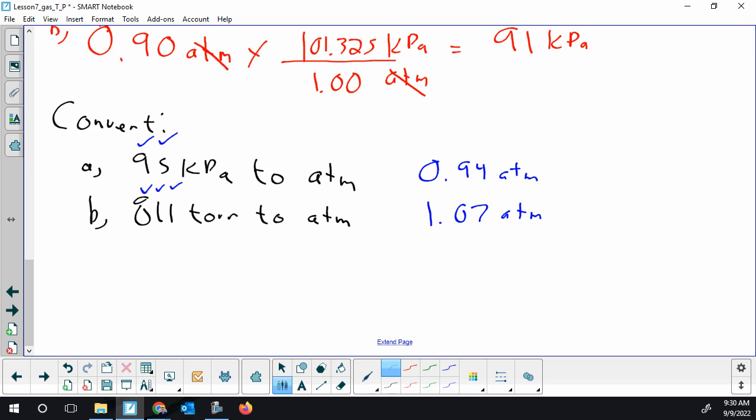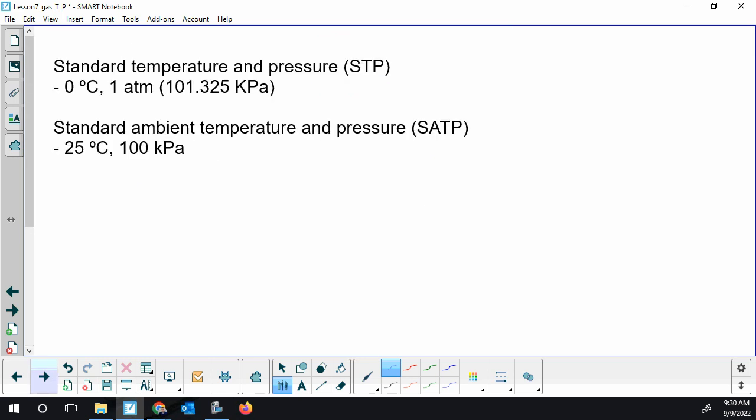Okay. So that's pressure. We're going to leave pressure a little bit. We're going to talk about temperature, or sort of all of them a little bit. Before we do our temperature conversions, we're going to talk a little bit about standard conditions for temperature and pressure.